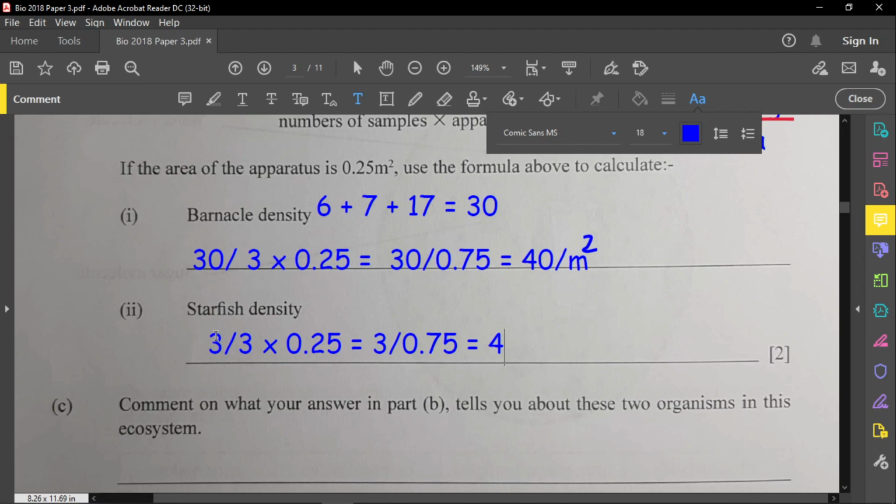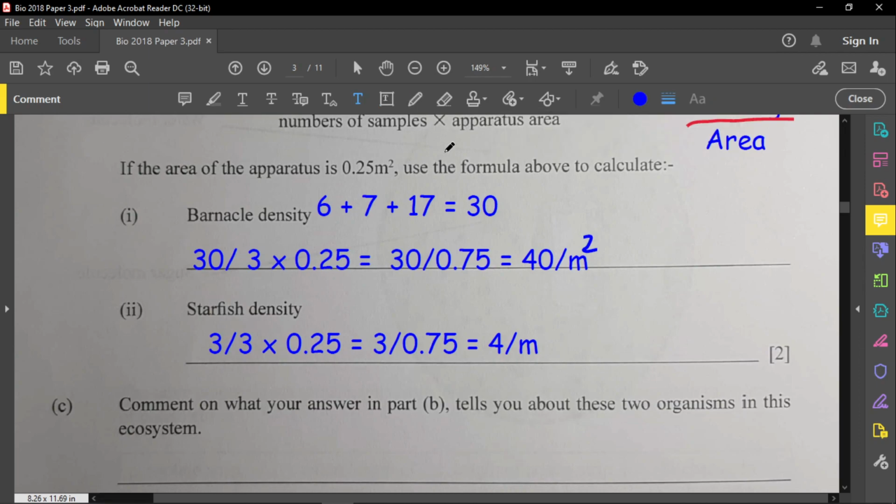So here we have 4 starfish per every meter square. Let me type in the meters, write it in real quick for you. So it will be 4 starfish for every meter squared. Okay, so that will be our answers there. All right, let's jump on to the next part of the question now.